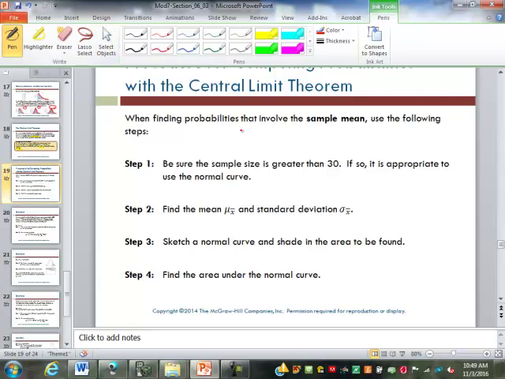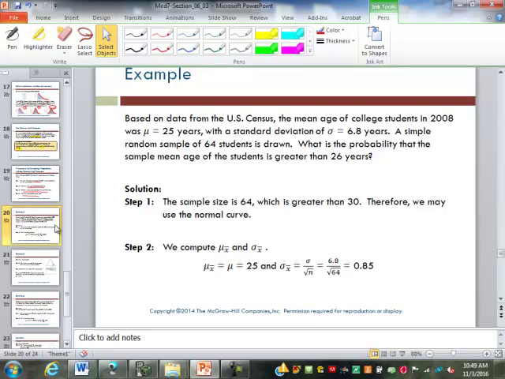So, finding the probabilities, first we make sure the sample size is at least 30, or that we have a population that's already approximately normally distributed. Second, find the mean and the standard deviation. Well, the mean is just the population mean. The standard deviation, of course, is the population standard deviation divided by the square root of n. We can sketch the normal curve and shade what we want to find, and then use our calculator function to find that area.